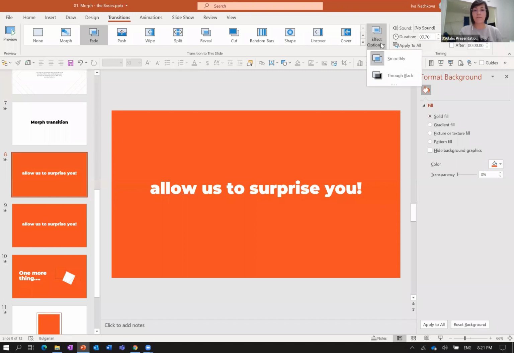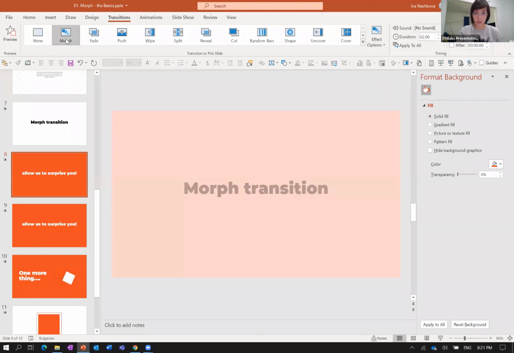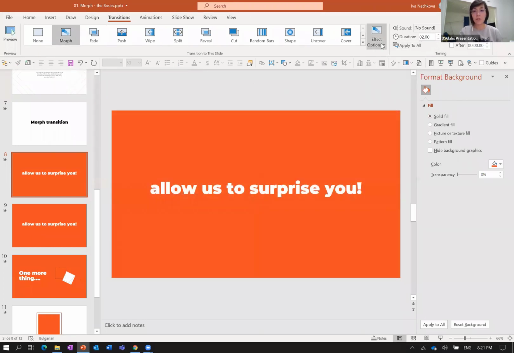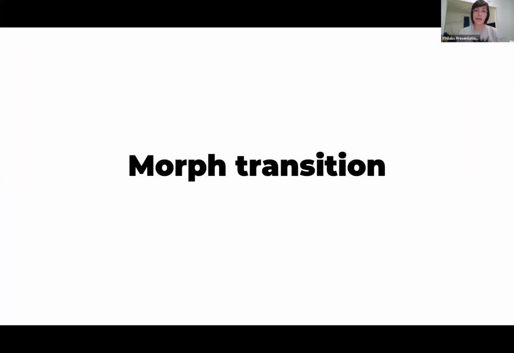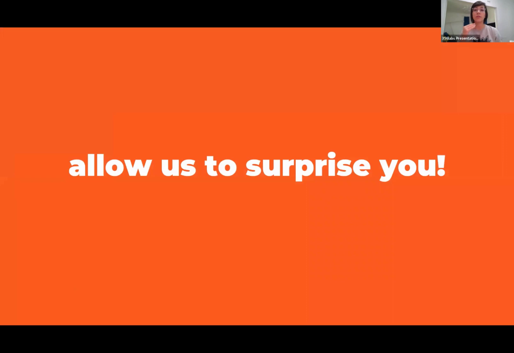And I will click effect options. I will say first Morph, then click on effect options and choose characters. And it immediately recognizes that this is the same text box, the one that we had where it says "morph transition." It is the same text box, but the text inside of it is changed. And that's why it's moving the characters in this really nice way. So we've used it several times.